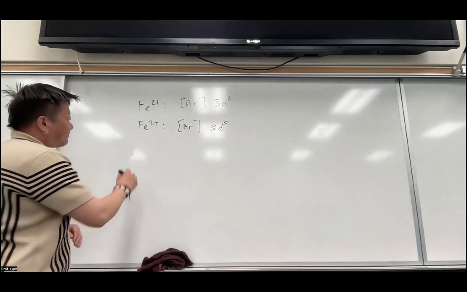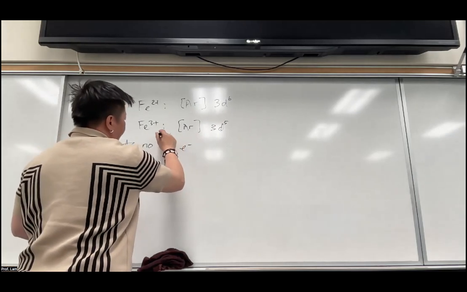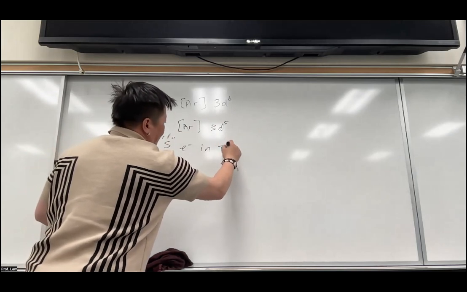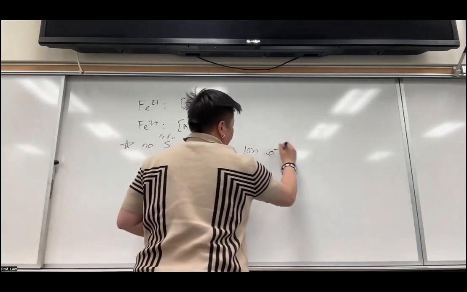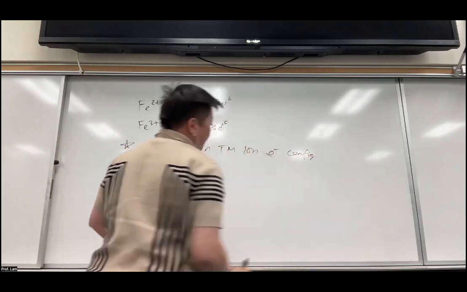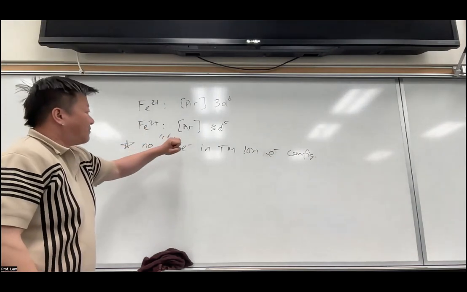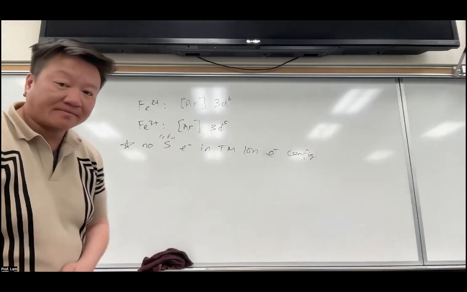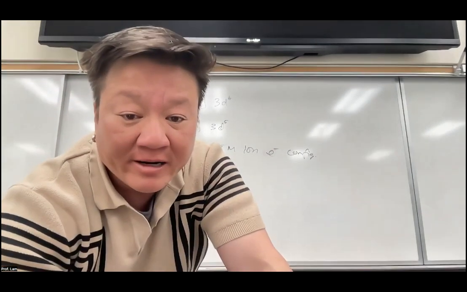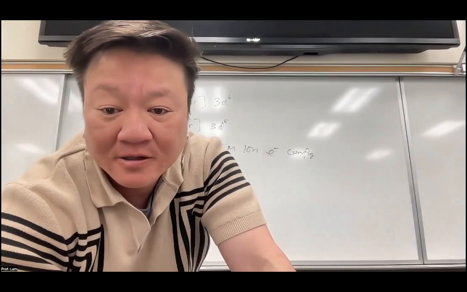So notice there are no s electrons in transition metal ion electron configuration, because electrons get lost out of the s orbital first. That's the outermost one. Okay. All right, let's do a couple more examples of that.